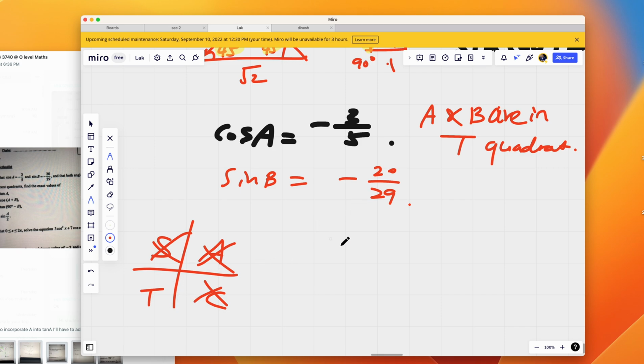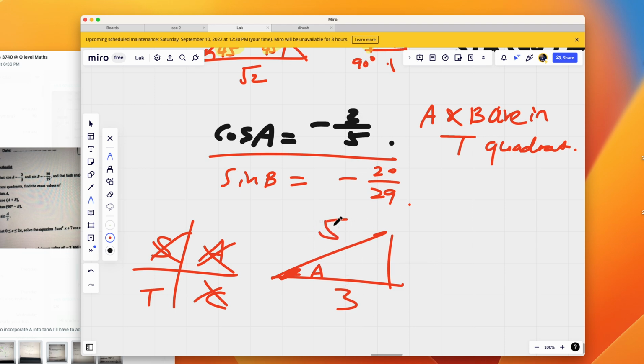Okay, so you just start with the triangle. So this is your A, and then cosine is A over H, right? A over H is 3 over 5. Then this has to be 4, right? And then your B is, O over H, right? O is 20, H is 29. Can you help me out with the calculator?